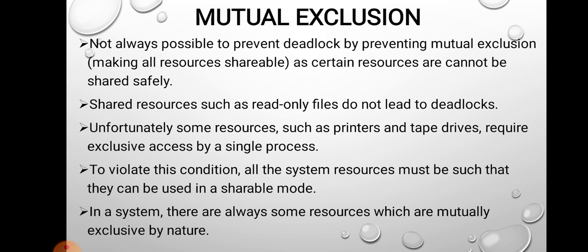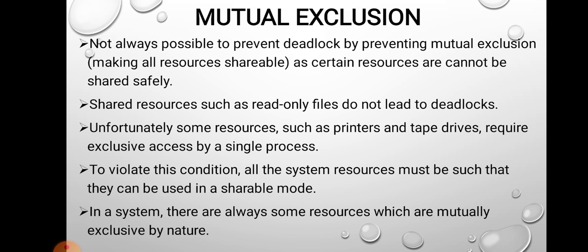As I have mentioned on the screen here, mutual exclusion must hold for the non-shareable resources. Non-shareable resources means what? For example, a printer cannot be simultaneously shared by several processes at the same time. What about shareable resources here? For shareable resources it does not require mutual exclusion, and whenever we are using shareable resources, the processes are not going to fall into a deadlock. You have to remember this.